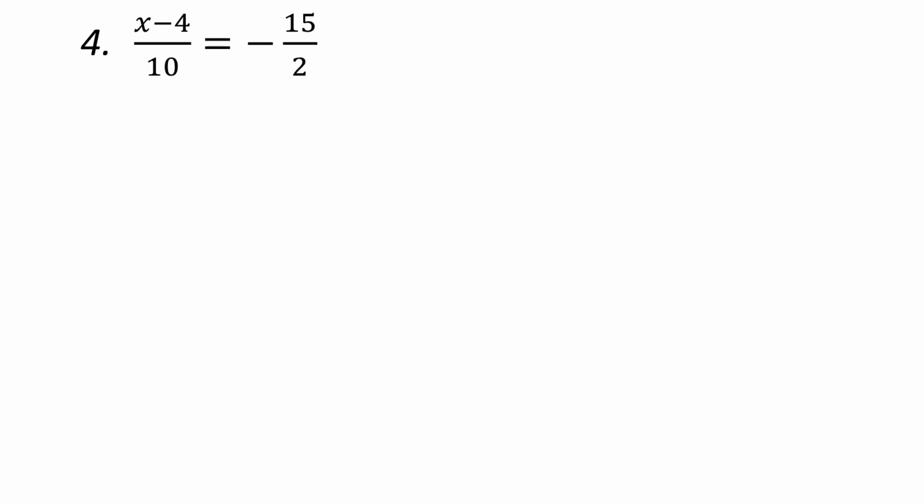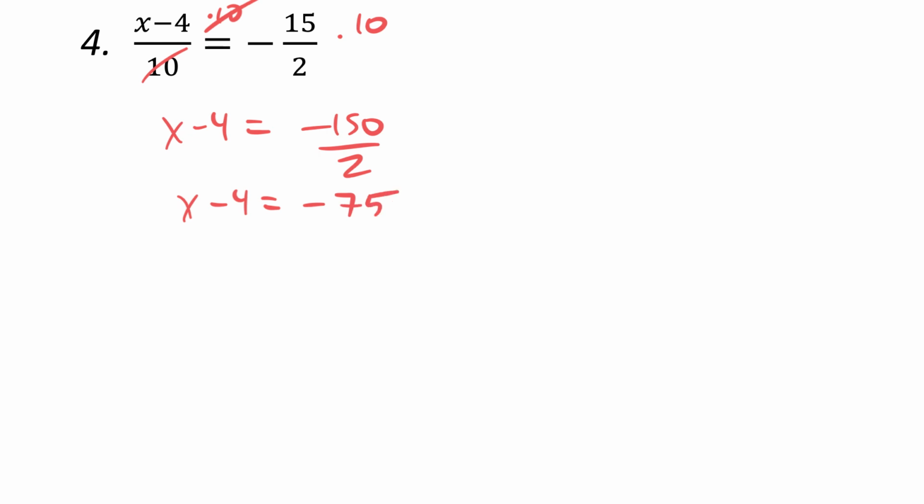All right, this question is a little more interesting. We've got two fractions, but let's start by clearing that 10. So multiply by 10 over here. Multiply by 10 here. That gives me x minus 4 equals negative 150 over 2. Now in that case, the fraction does simplify, so I'm going to write that as negative 75. I'll add 4 to both sides. x equals negative 71.